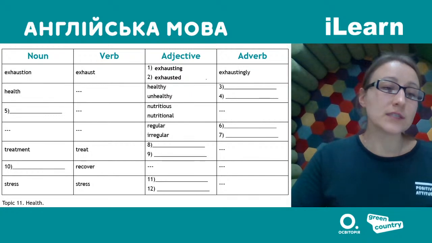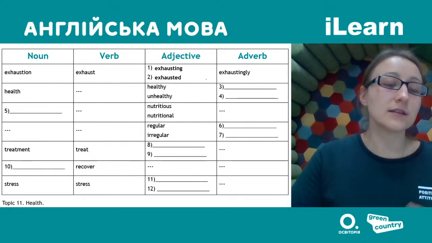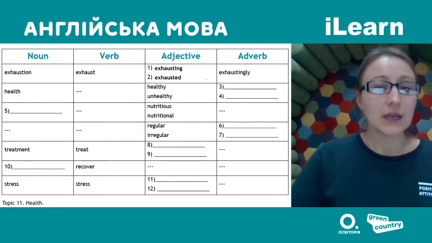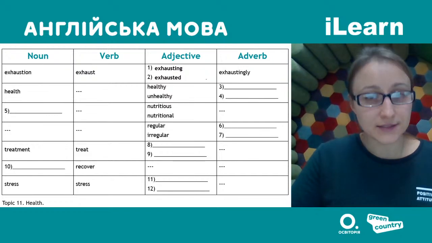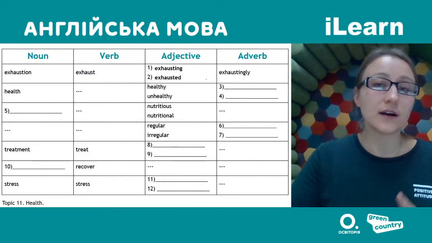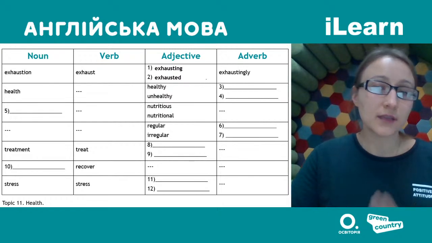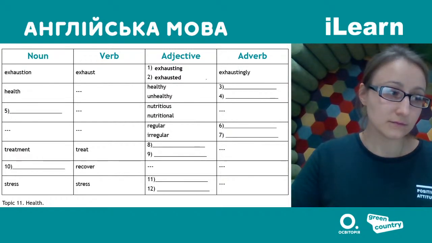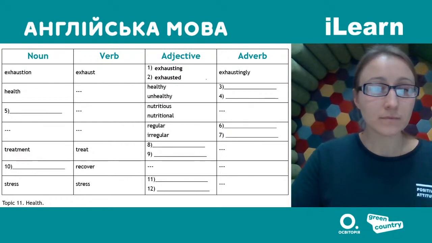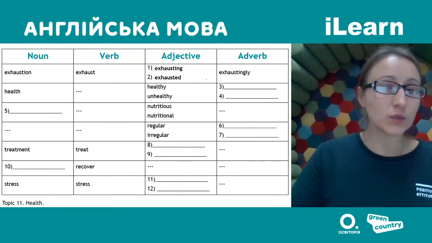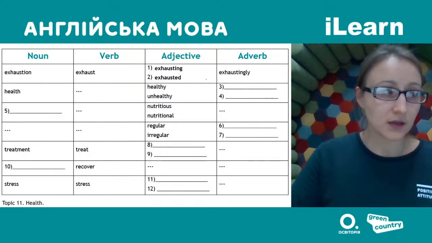So let's do the same with health. Health is a noun, здоров'я. So healthy and unhealthy, these are adjectives. So what are the adverbs? For healthy and unhealthy, what are the adverbs? How do we form them?